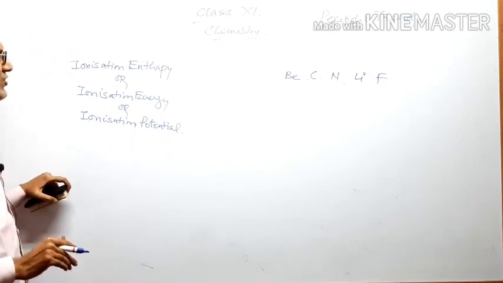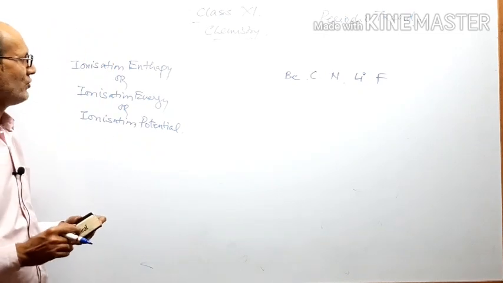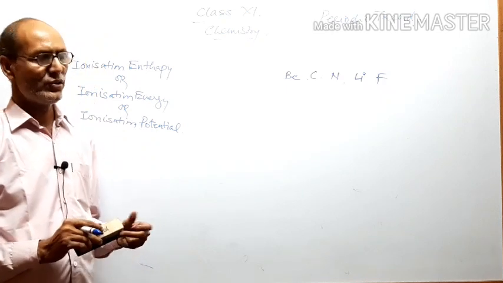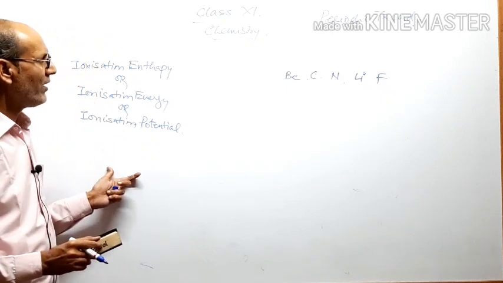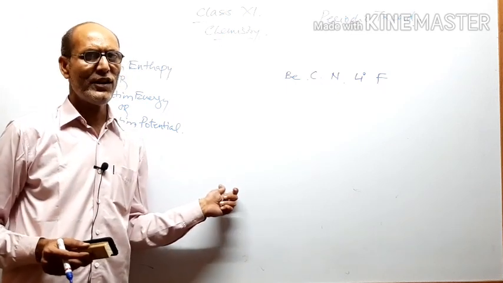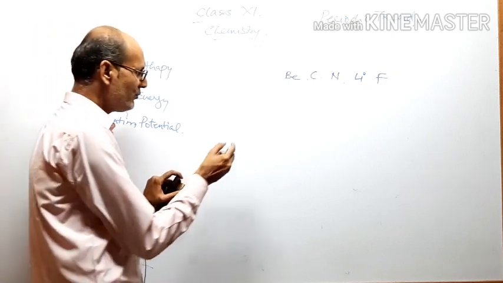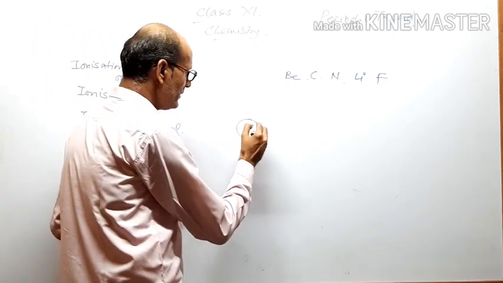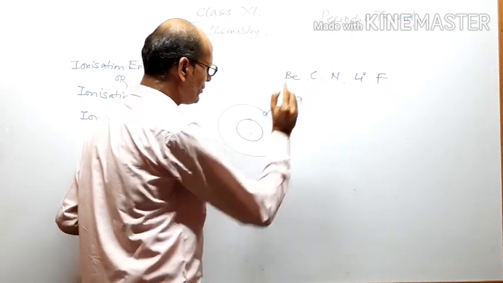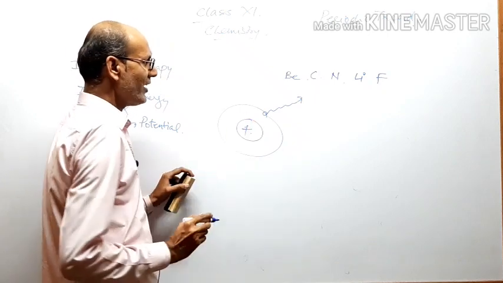Means, as you know, some elements lose electrons and form positive ions, while some gain electrons and form negative ions. So when they form a positive ion, they have to lose an electron, and for losing the electron, as in the second chapter, the electron will move from one shell to another shell, going outside from the atom. This is the nucleus, positive charge. This is your electron.